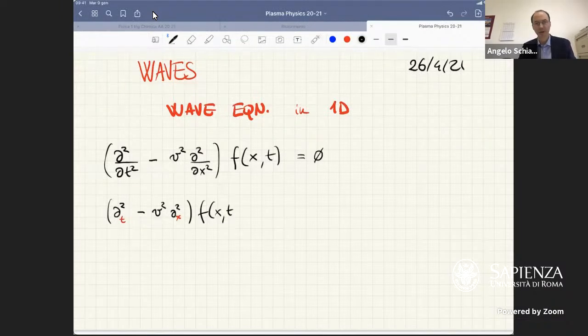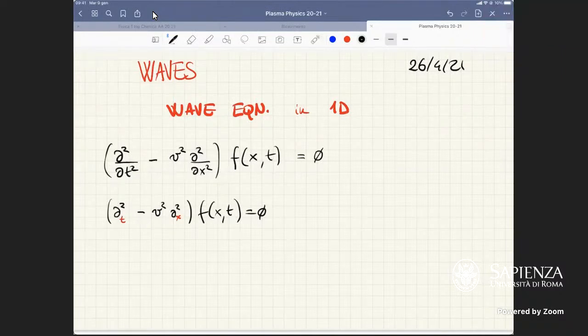Have you encountered already this notation before? Yes, no, who knows? Maybe. Don't hear any answer. Avete già visto questa notazione? Non mi sembra. Ok.